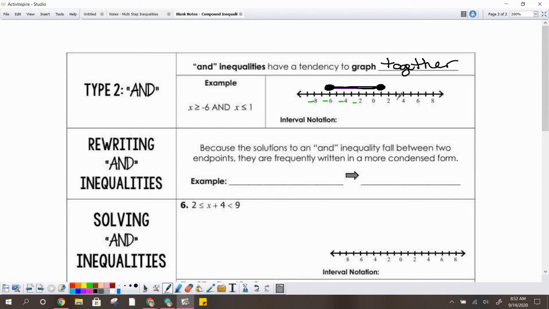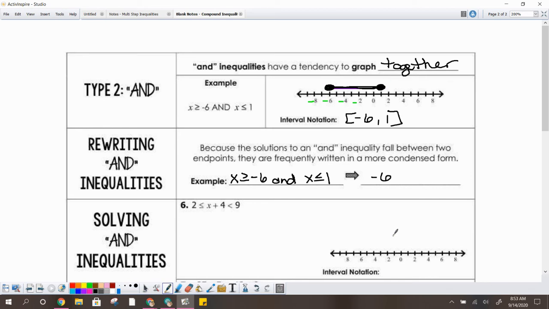Because the solutions to an AND inequality fall between two endpoints, they're frequently written in a more condensed form. So you don't want to write it separately like this. You're actually going to write them more condensed. Our example, we're going to use the same one we just did. x is greater than or equal to -6, and x is less than or equal to 1. That's actually going to become -6, because that's the least part right here. Oh, I forgot interval notation. -6, comma 1. Okay, because it includes both and there's nothing else on the outside.